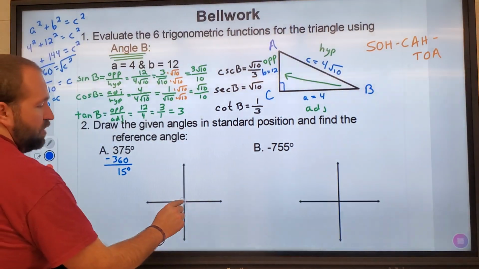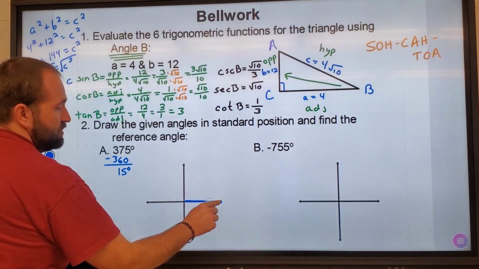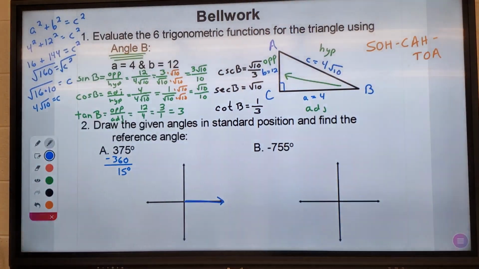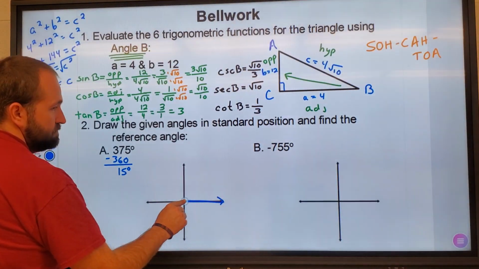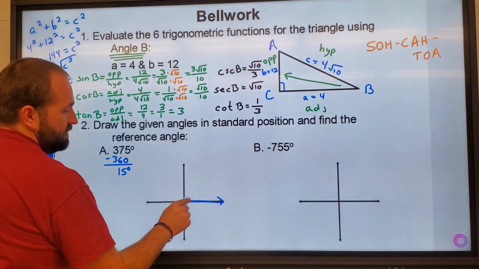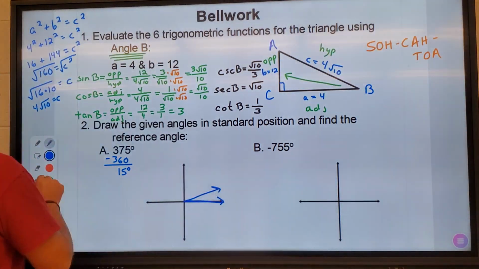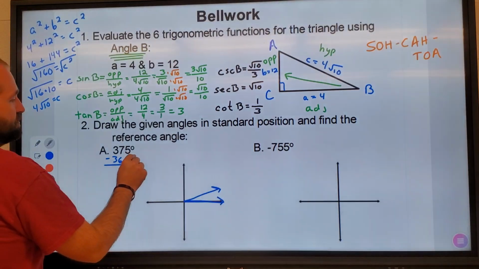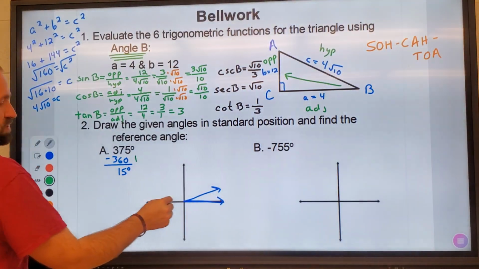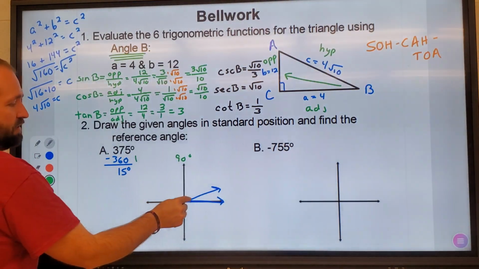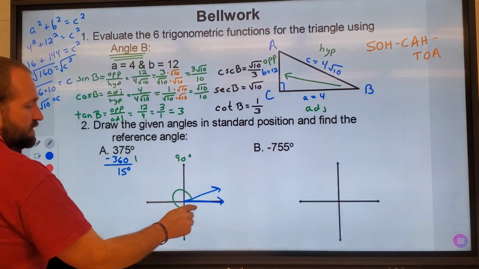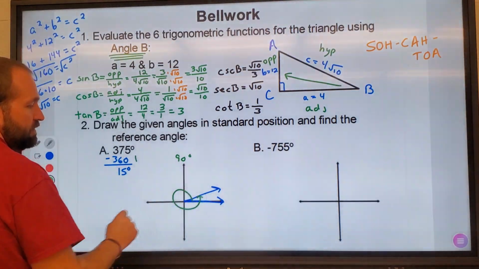Okay. I'm going to draw my initial side. Remember again, the initial side is always here on the positive x-axis. And then we're going to go up to my additional, or my extra 15 degrees, which is just a little bit above the x-axis. Okay, so we'll call it here. And remember, again, we have one rotation here, so this is one rotation. And then we have the extra. So I start here because it's positive. I go up first, that's 90 degrees there. I go up and around, that's 1, and then finish it out.